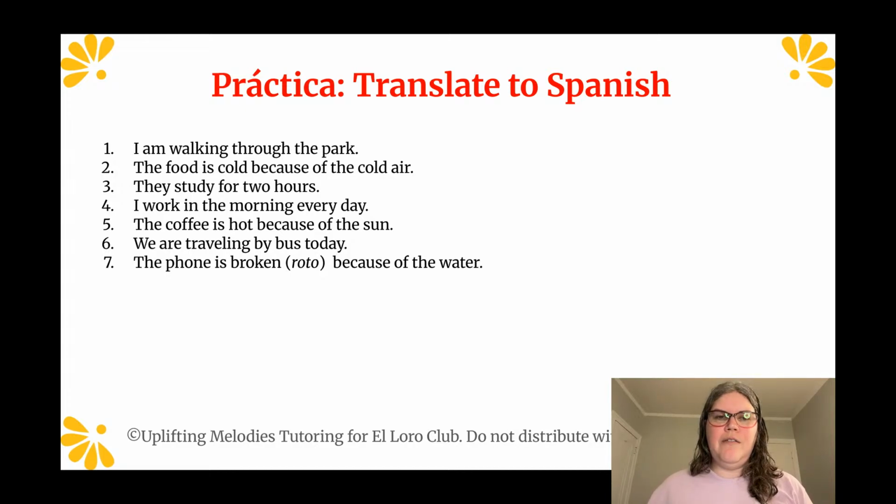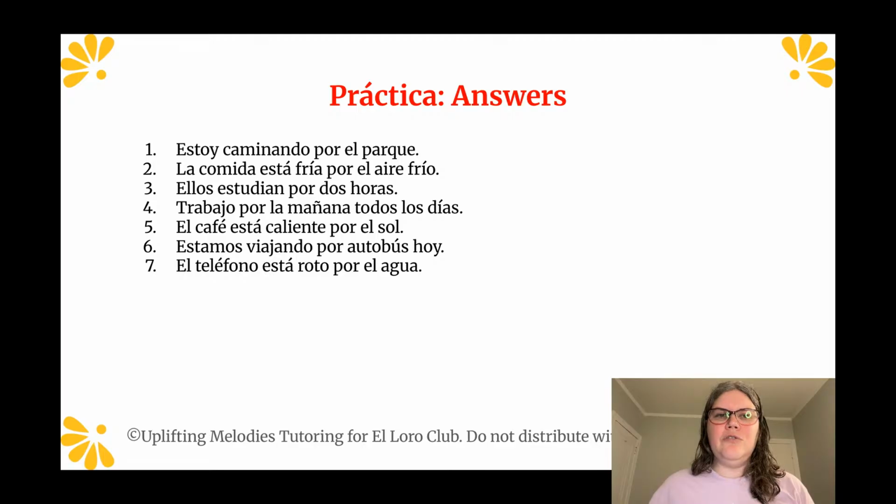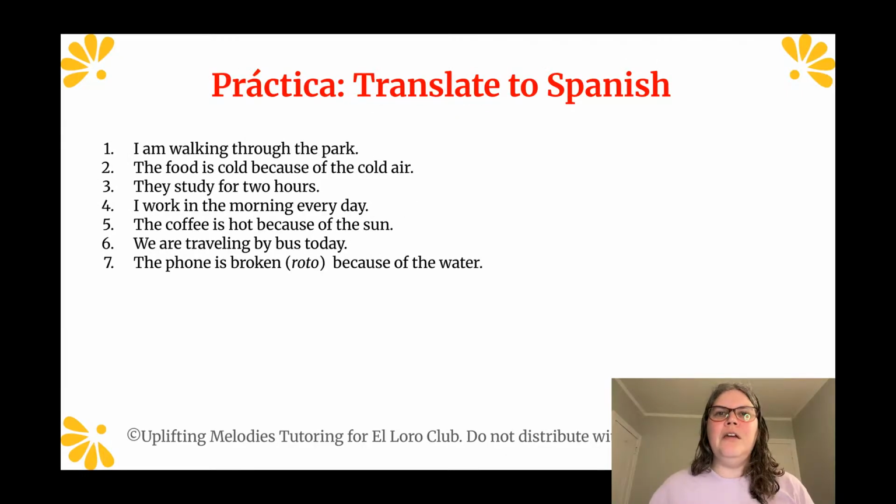So you can think of it. I'm going to maybe flip back and forth between. You can also see, even though you'll get a little sneak peek of the future answers, that's okay because I want you to be able to see it as well as hear it. So, número uno, I'm walking through the park. Estoy caminando por el parque. Número dos, the food is cold because of the cold air.